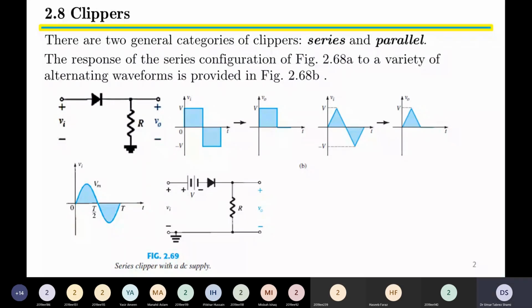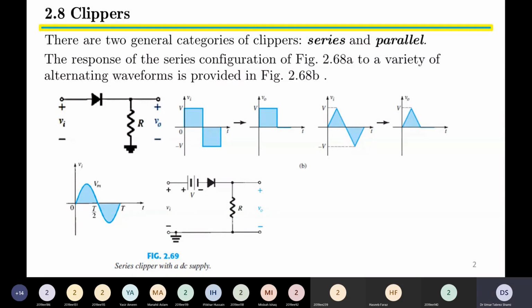First is Article 2.8. This is the clipper circuit. We have two categories. First is the series clipper and second is the parallel clipper. Initially, we will discuss the series clipper, and in later slides, we will discuss the parallel clippers.